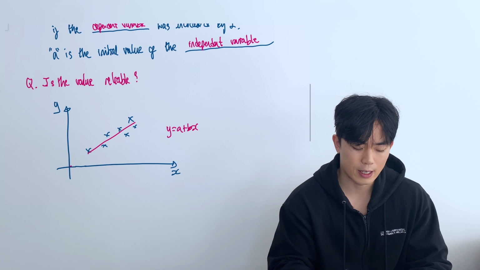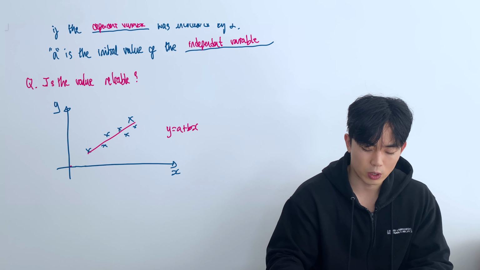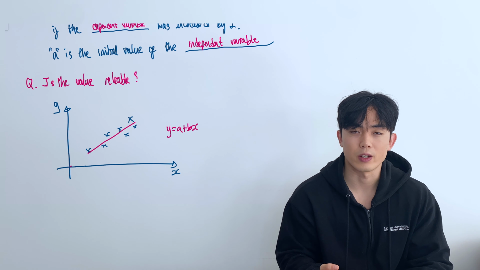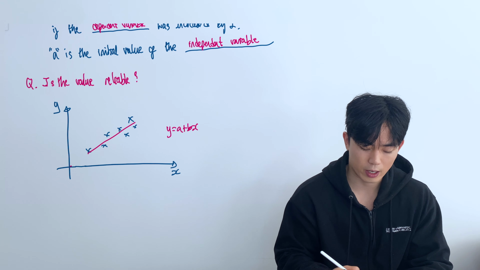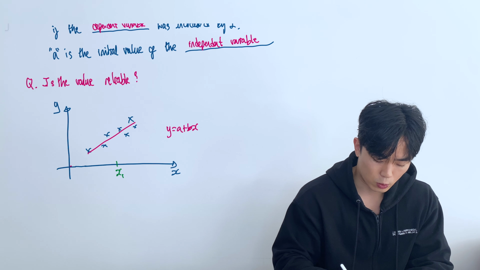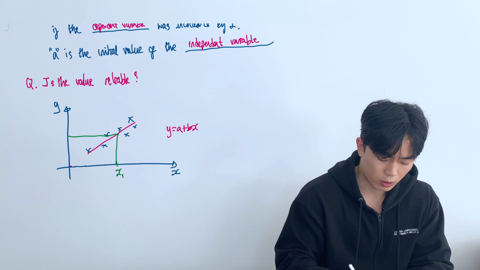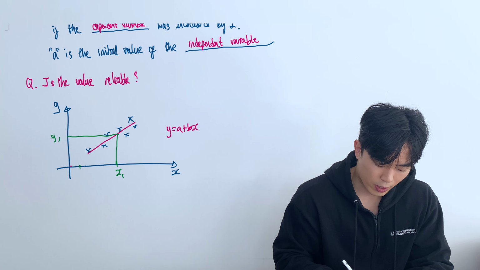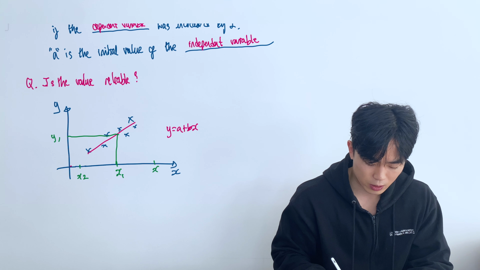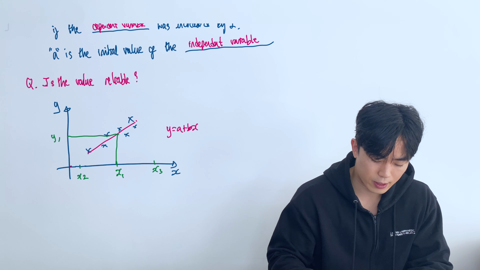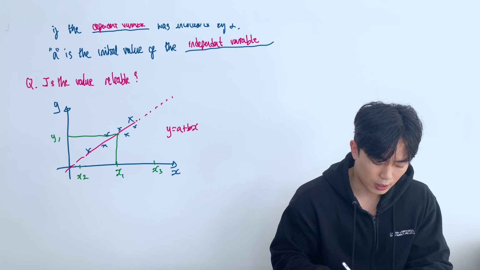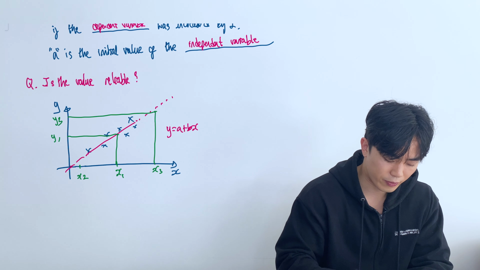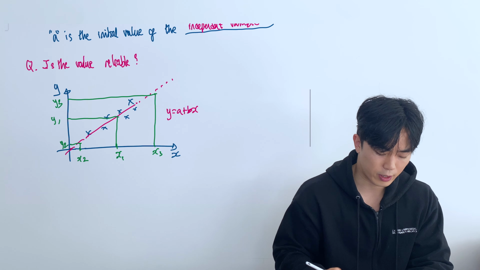Another common question is, is the value reliable? What we mean by this is, with the least square regression line, I can now find certain values of y for certain values of x. So for example, if I have this x value here, let's call it x1, then if I go up here and go across, this will give me my y1 value, and I can work out the y1 value. However, if I want to find the value for x2 here, or x3 here, then I would have to extend this graph like this, and then go up and go across to find my y3 value in this case, and my y2 value in this case here.